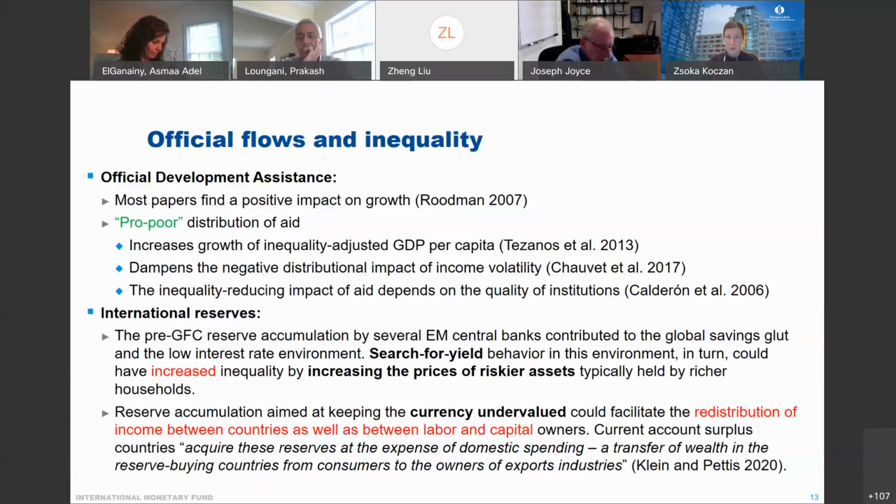But international reserve accumulation that aims to keep the currency undervalued would also have distributional implications, both across countries, but also within countries. Within countries, we would expect this to result in a redistribution from consumers towards those owners of capital and exporting industries who benefit from this undervalued currency.